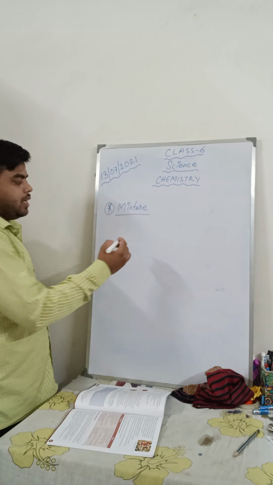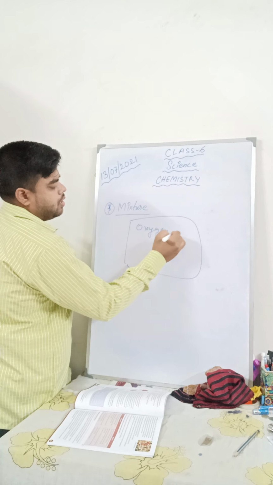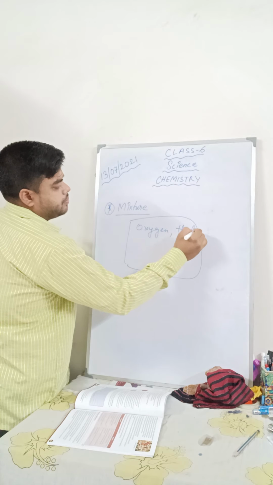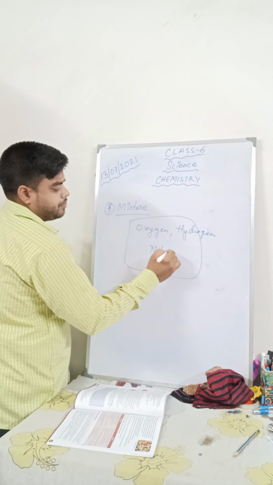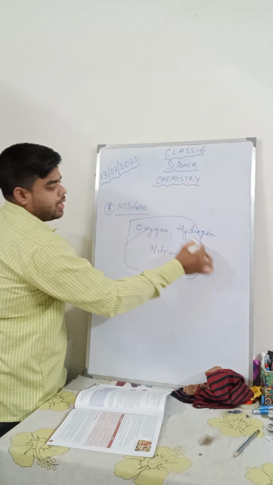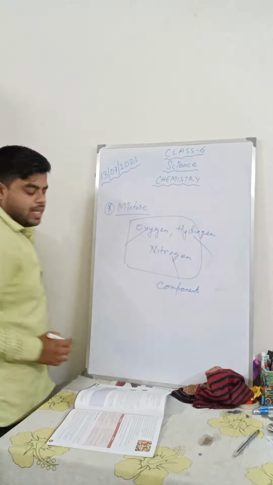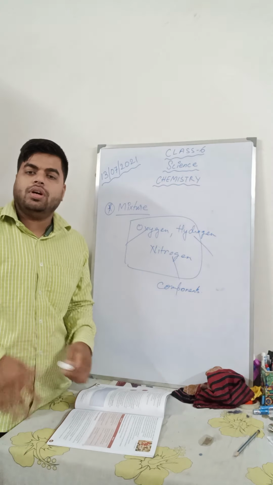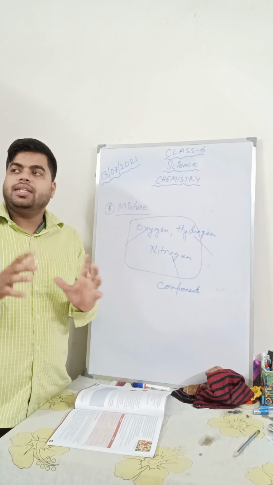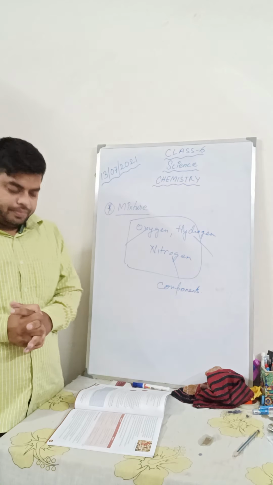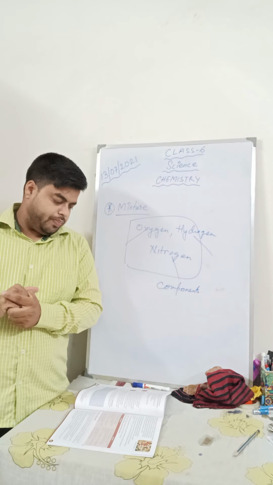So suppose there is a mixture in which oxygen and hydrogen are mixed, suppose you take nitrogen also. These are known as components of it. Or suppose you take an example of a mixture of sand, pebbles, and mud. The sand, pebbles, and mud are separately known as components. They are also known as constituents, either components or constituents.